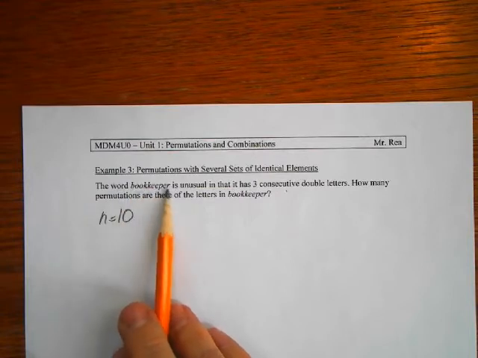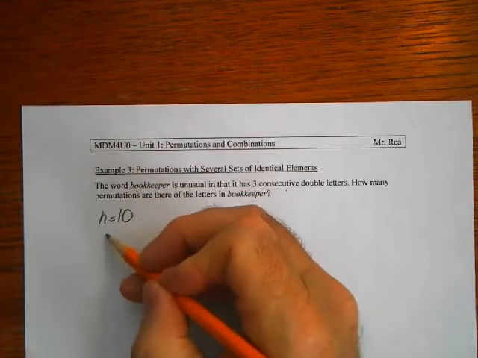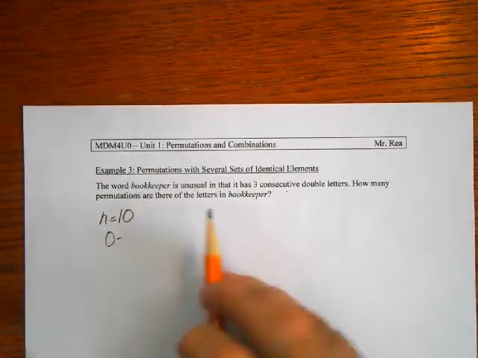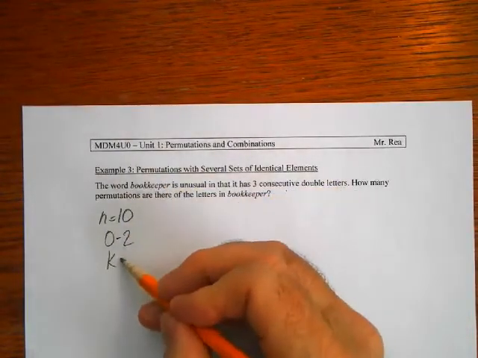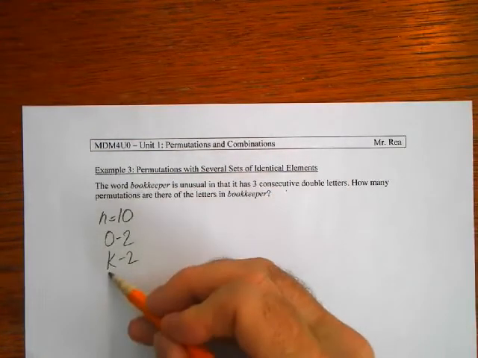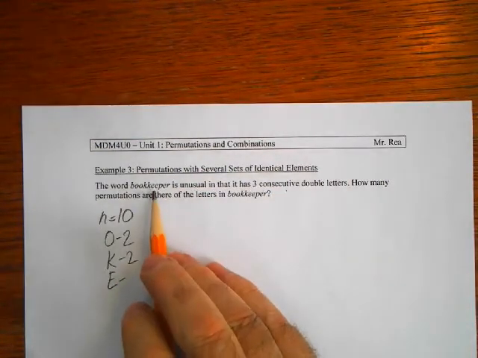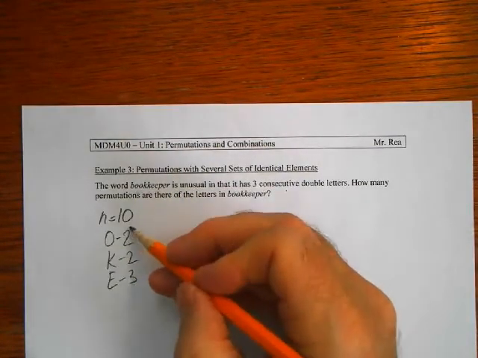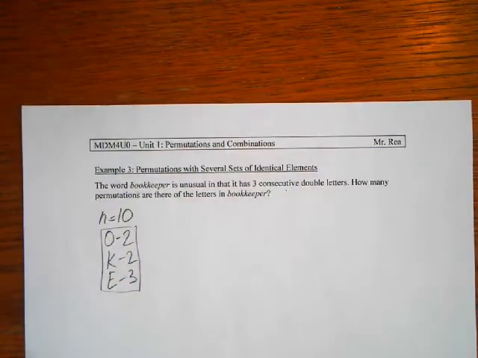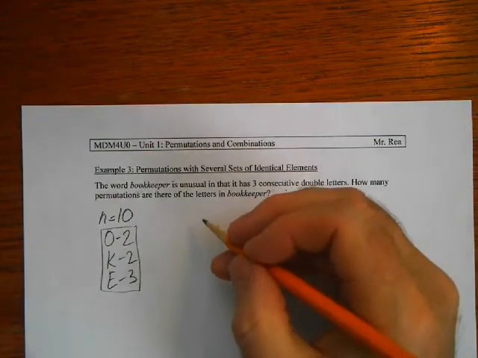So B's, there's only 1. O's, we have 2. K's, we have 2. And E's, have to be careful with this one, we've actually got 3. And the P and the R, we just have 1 of. So these are the ones we have duplicates or repeated letters. So this should be no problem with our formula.